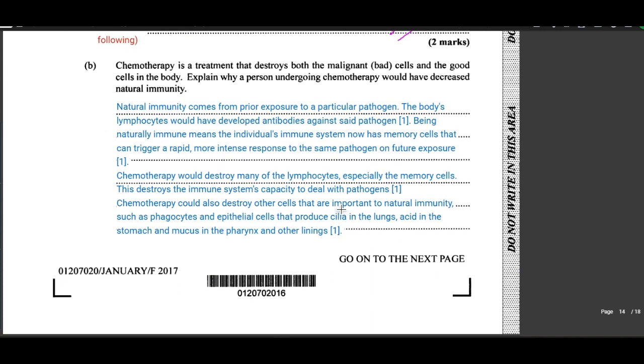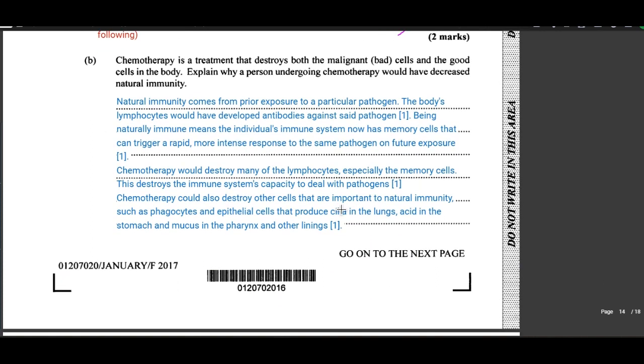And then this interesting question, chemotherapy. Chemotherapy is a treatment that destroys both the malignant and the good cells in the body. Explain why a person undergoing chemotherapy would have decreased natural immunity. All right, so explain, so we have to do some describing, we have to include some describing, some definition, etc.